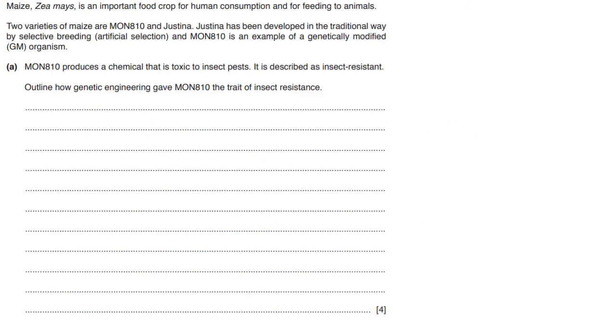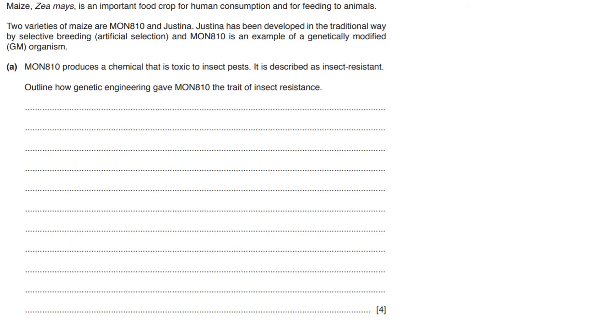Okay, let's look at another question. So this question, I believe, is the 6th question in the paper. And it says maize, and that's the scientific name for maize, by the way, is an important food crop for human consumption and for feeding to animals. 2 variations of maize are Mon 810 and Justina. Well, that's a weird name to call a maize, but let's go on.